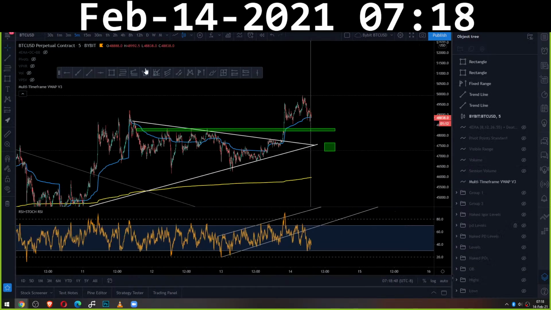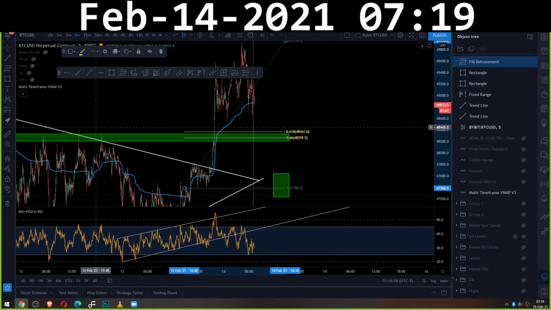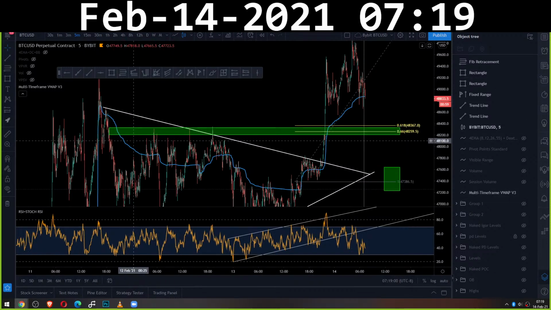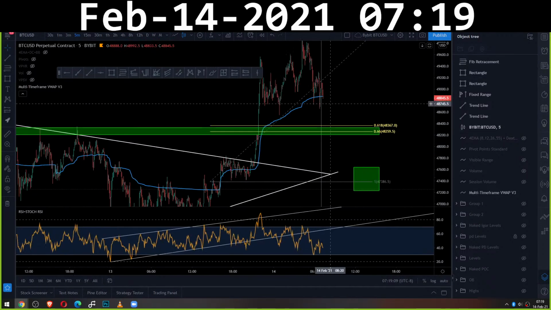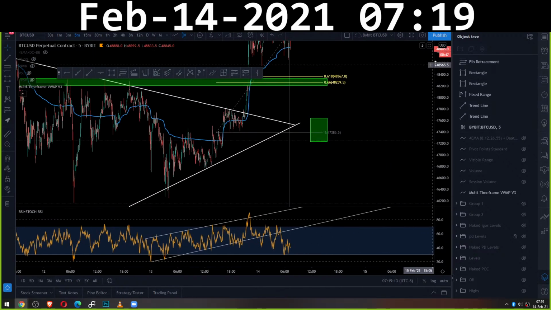If you pull a Fibonacci from here to here, you have your 618 lining up with this once-resistance breakthrough. Are we going to come back and test this as support to correct this line right here? Maybe. The next area that I would be looking at is this area right here.